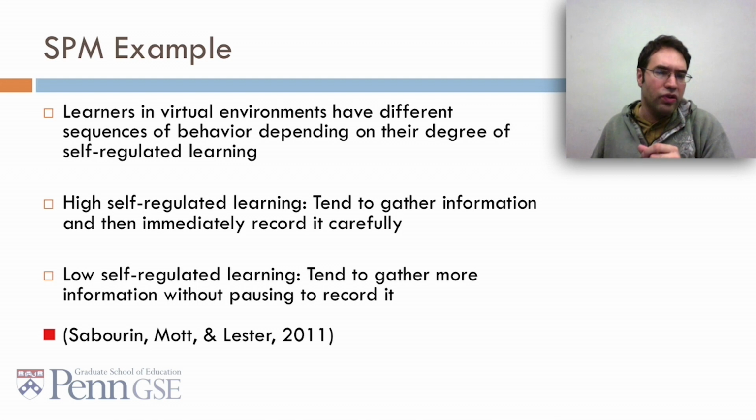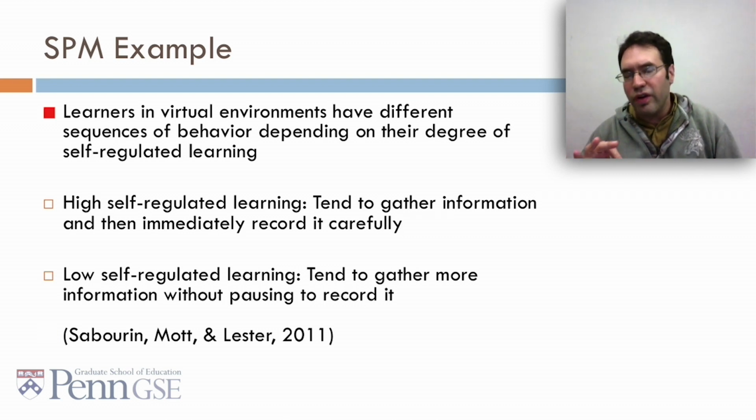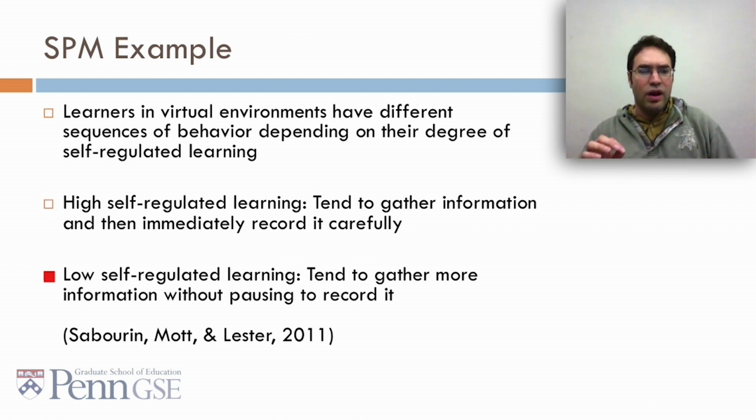Sequential pattern mining has been used a lot in educational data, and one example I particularly like is work by Jen Saborin, Brad Mott, and James Lester, where they found that learners in virtual environments have different sequences of behavior depending on their degree of self-regulated learning. For example, students with high self-regulated learning tend to gather information and then immediately record it carefully, whereas students with low self-regulated learning tend to gather more information without pausing to record it.